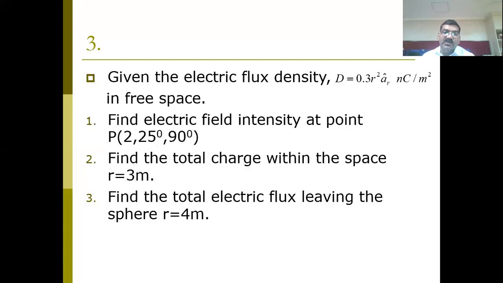Now point P is in which coordinate system? Can anybody tell me quickly? Cylindrical, spherical, or Cartesian? Two angles are here. So which coordinate system will have the two angles? Yes, correct. So it is the spherical coordinate system. Yes, correct, I got the answer. So this is the coordinate system. So D equals, find it out, the electric field intensity. E equals, what is the relation?